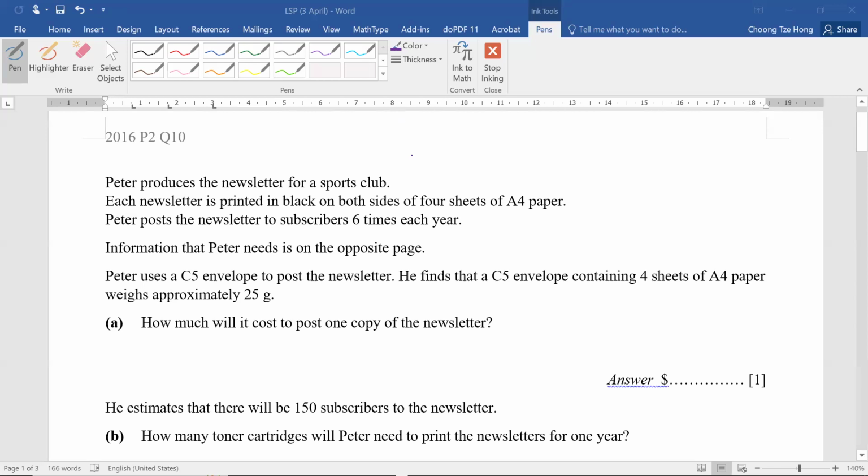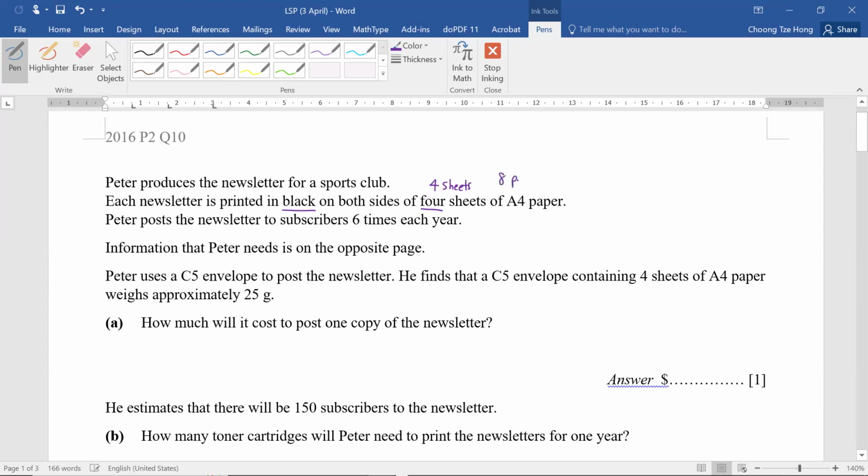Okay, Peter produces the newsletter for Sports Club. So each newsletter is printed in black. Okay, so we need to underline the important information as we read the question. Alright, so each newsletter is printed in black on both sides of 4 sheets of A4 paper. So if you print on both sides of 4 sheets of paper, it means each newsletter has 8 pages.